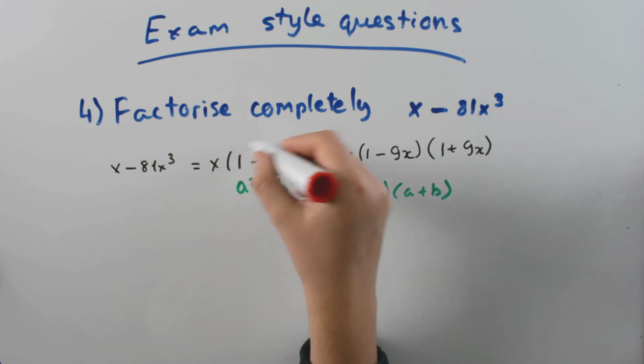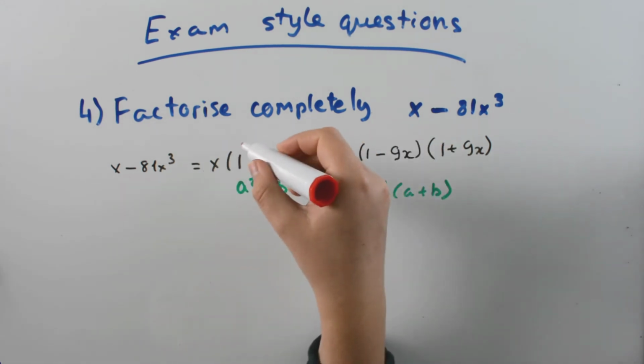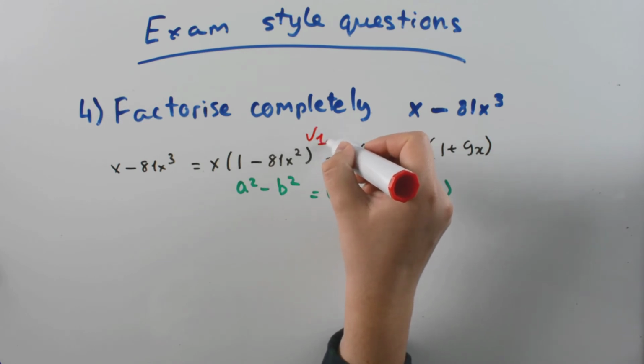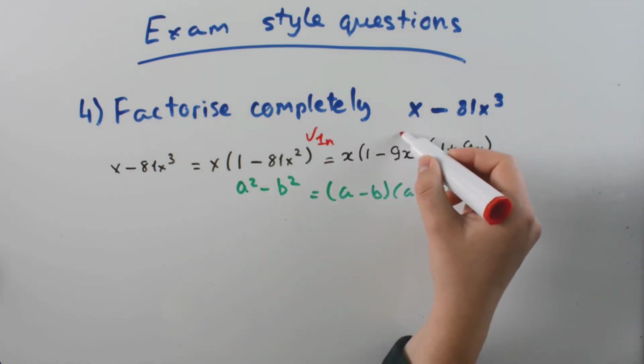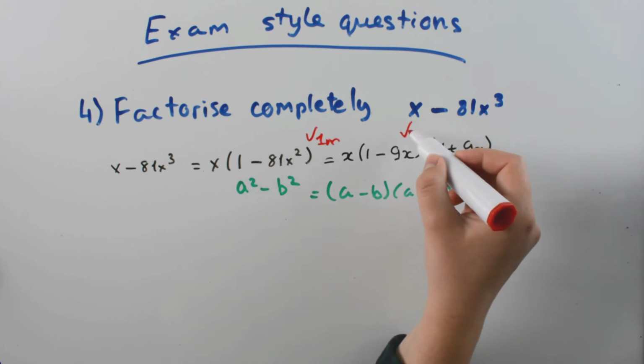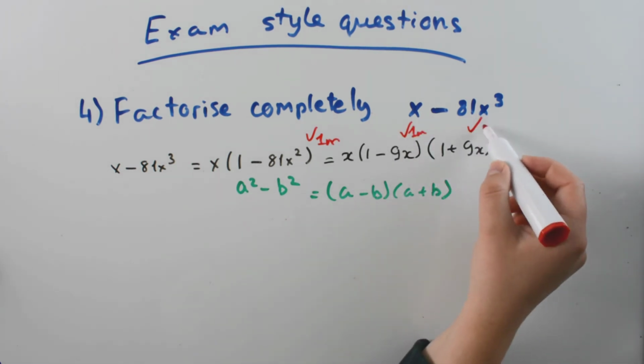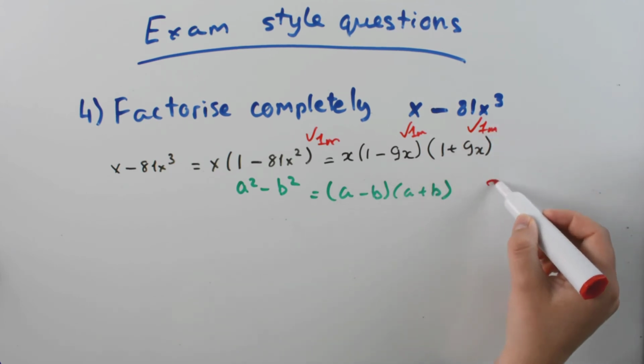Okay, so you will get for this question 1 mark for getting your x out of the bracket, that's your first factor, 1 mark for the second bracket, and 1 mark for the third bracket. So essentially you get 3 factors and you get 3 marks for this question.